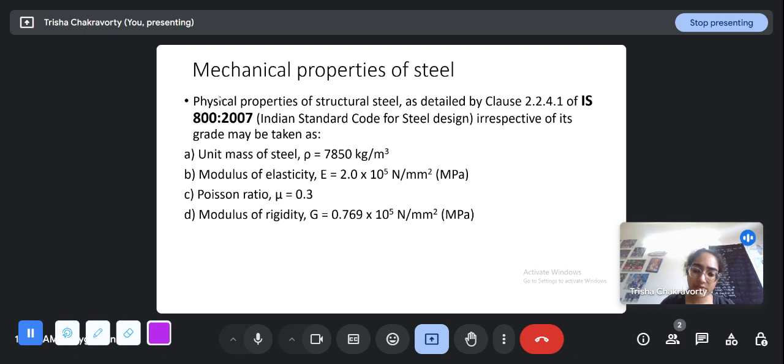Now, if we know the modulus of elasticity and Poisson's ratio, technically we can find out the modulus of rigidity, because of all these properties, we need to know only two, and then the rest are all related to each other.